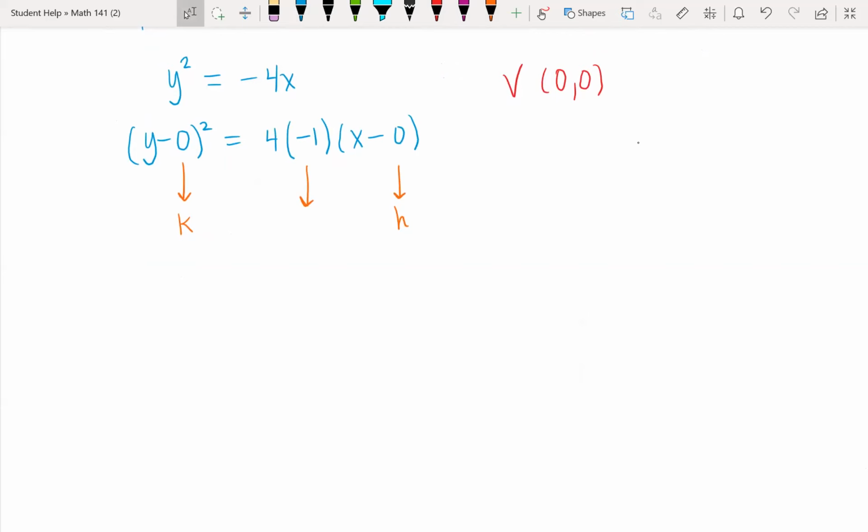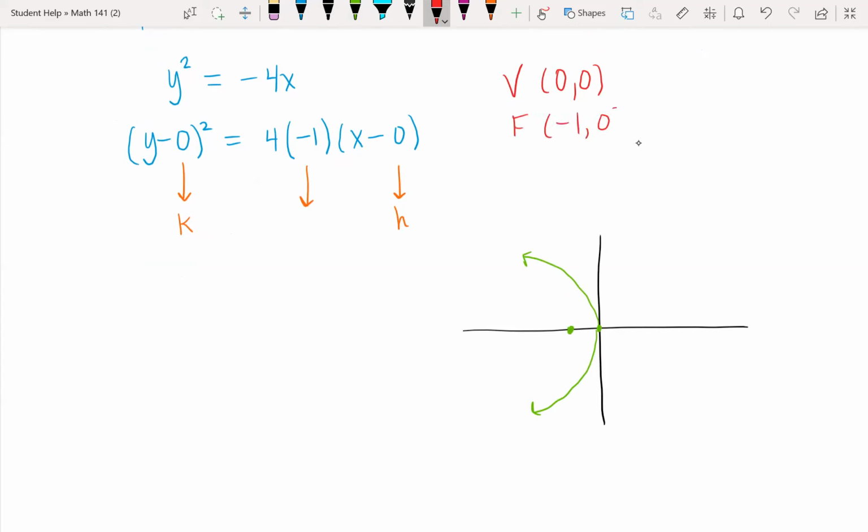So we're going to have the vertex at 0, 0. The graph is opening to the left like this. So that means that the focus point is going to be here, which is going to be 1 over to the left. So the focus point is -1, 0.